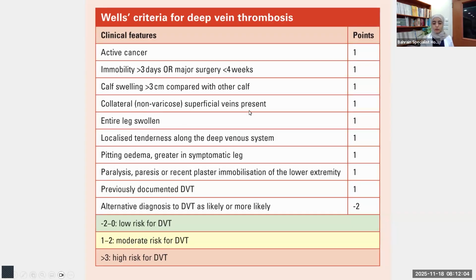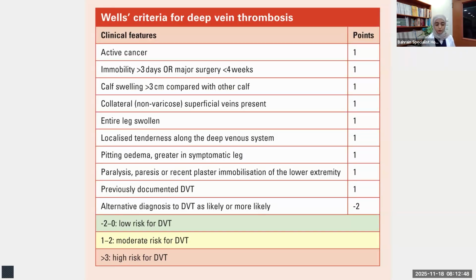Collateral or non-varicose superficial veins present is 1 because, as you know, the superficial veins drain into the deep veins. If the deep vein is blocked, then the perforators will have the backflow into the superficial veins. The entire leg is swollen, they will get 1 point. Localized tenderness along the deep venous system, 1 point. Pitting edema greater in the symptomatic leg, 1 point. Paralysis, paresis, recent plaster or immobilization of lower extremity, 1 point. If they have a previously documented DVT, they will get 1 point. If there is an alternative diagnosis for DVT or others are more likely, you will subtract 2 points.